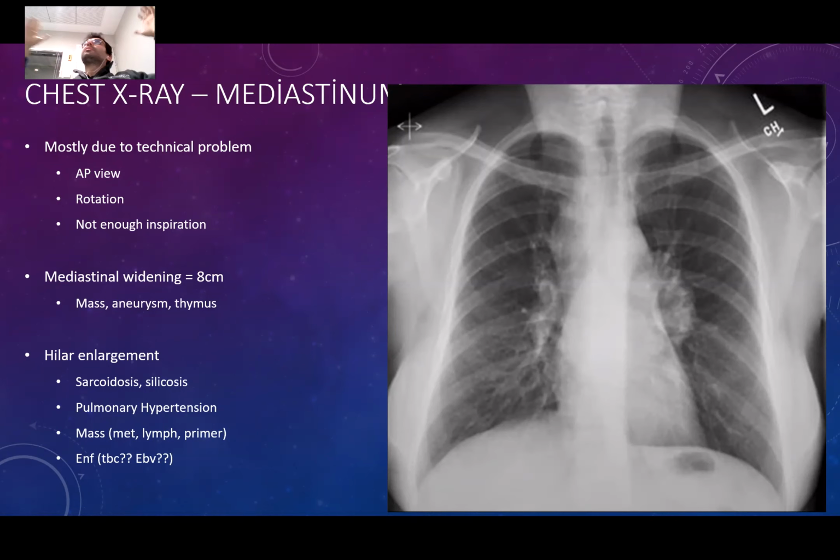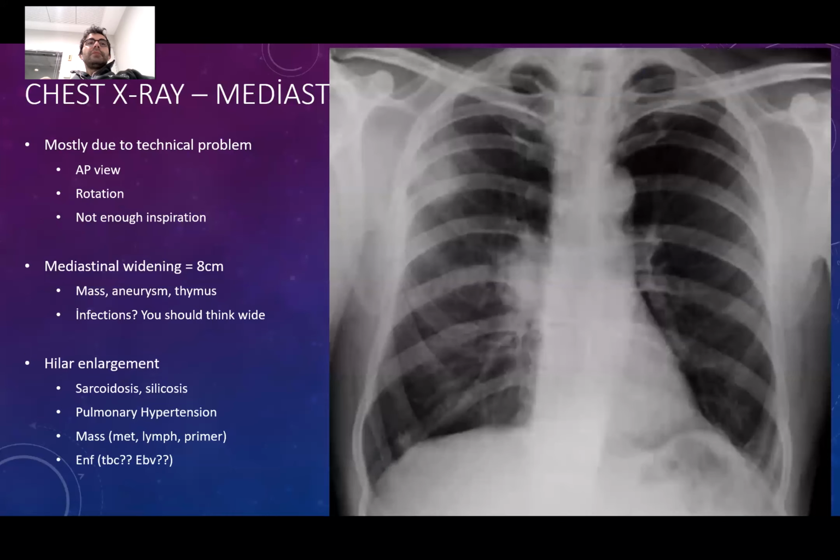Also, there are blood vessels in the hilum. So if the blood vessels get bigger, then you can have this. So pulmonary hypertension can have this look as well. Also, infections can cause the lymph nodes to get bigger and make this kind of an appearance. So tuberculosis, Epstein-Barr virus. So you can make the list longer and longer using this tactic. Okay.